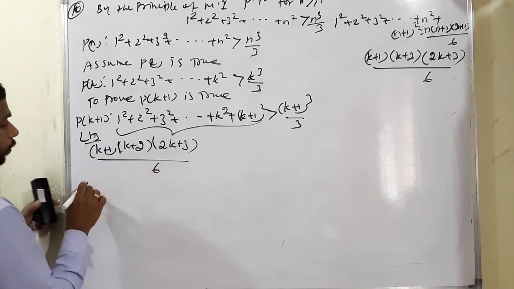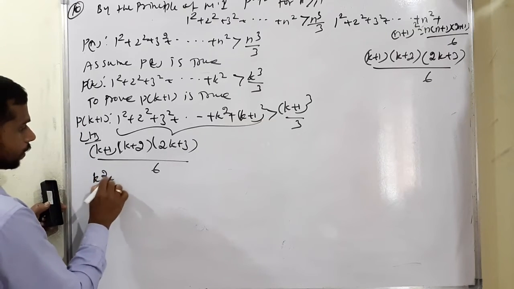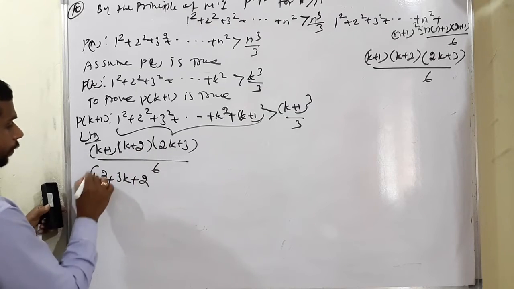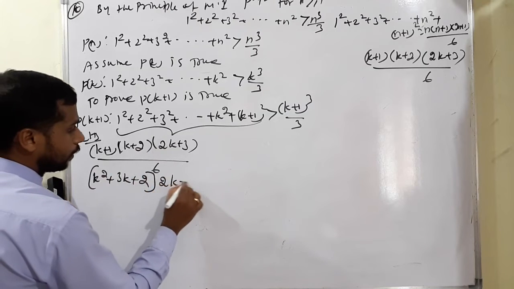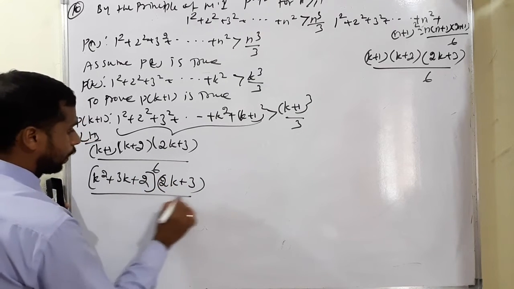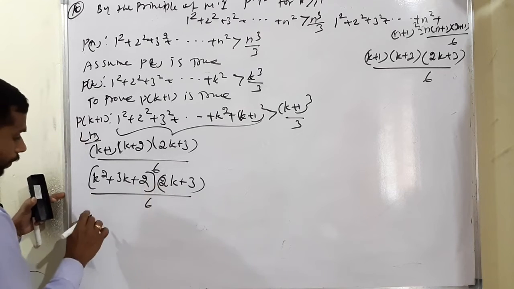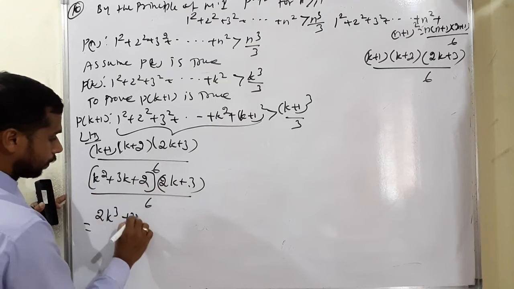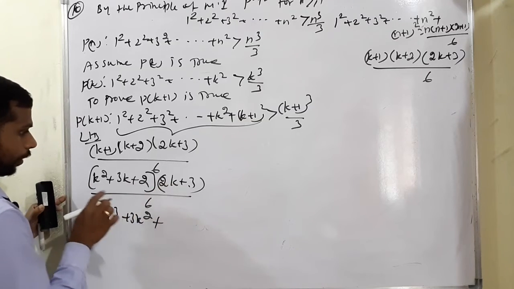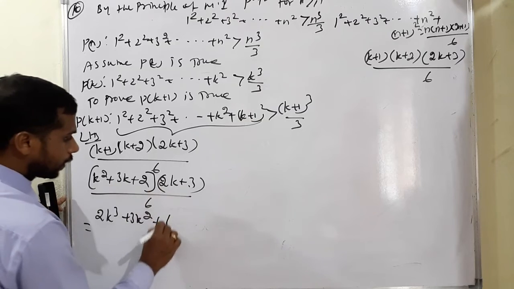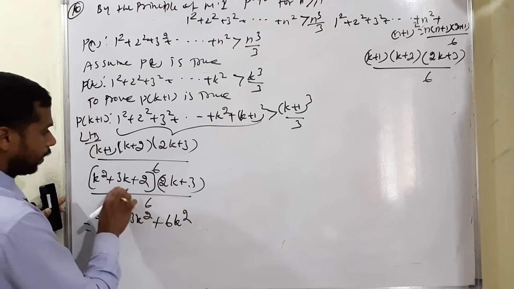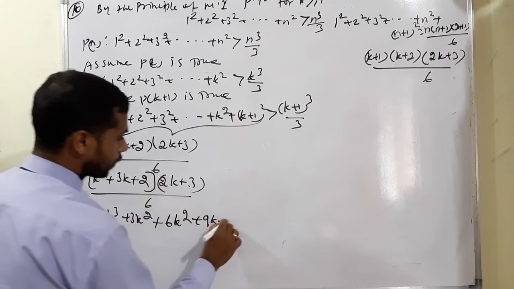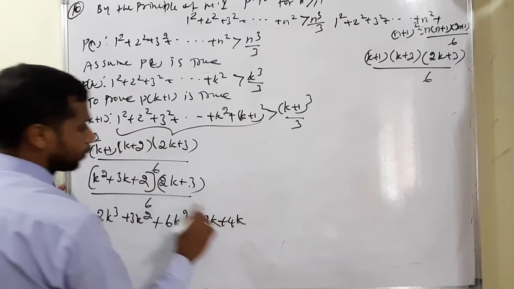So simplify now. k plus 1 into k plus 2 means k into k is k square, 2k plus 1k means 3k, plus 1 into 2 means 2. Then one more bracket term is there, so 2k plus 3 whole term divided by 6. Next, 2k into k square means 2k cube. Again 3 into k square means 3k square plus 2k, then 2k into 3k means 6k square. 3 into 3k means plus 9k. Then 2 into 2k means plus 4k, plus 2 into 3 means 6.